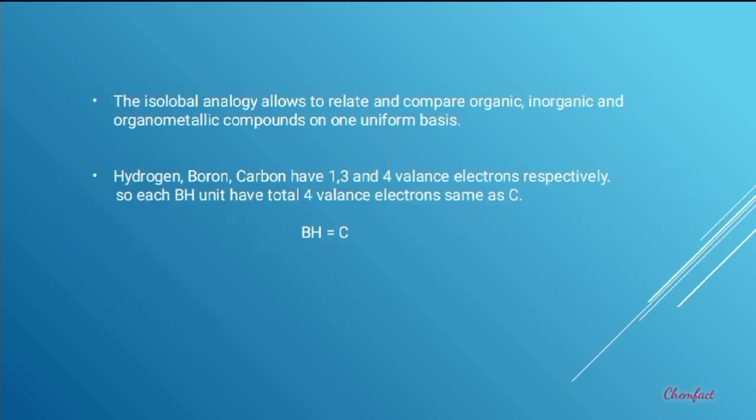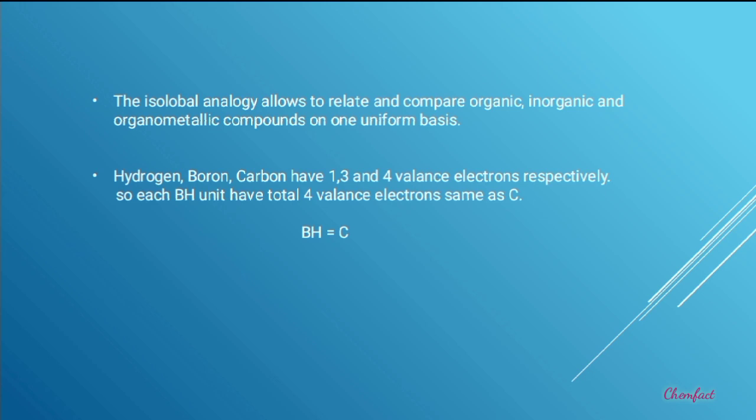The isolobal analogy allows us to compare organic, inorganic and organometallic compounds on a uniform basis. Hydrogen, boron, and carbon have 1, 3, and 4 valence electrons respectively. So each BH unit has a total of 4 valence electrons, that is 3 for boron and 1 for hydrogen. And each carbon atom also has 4 valence electrons.